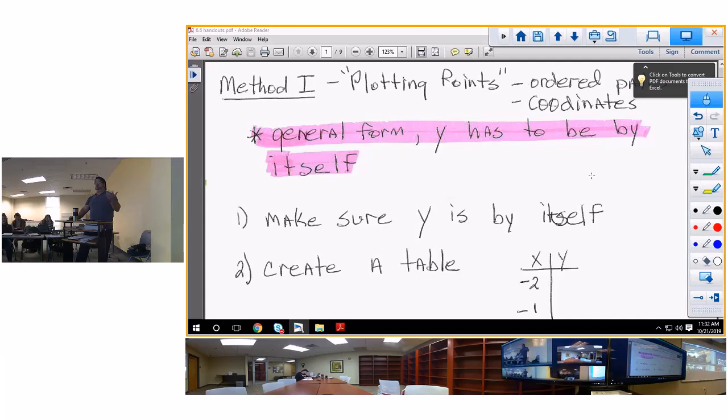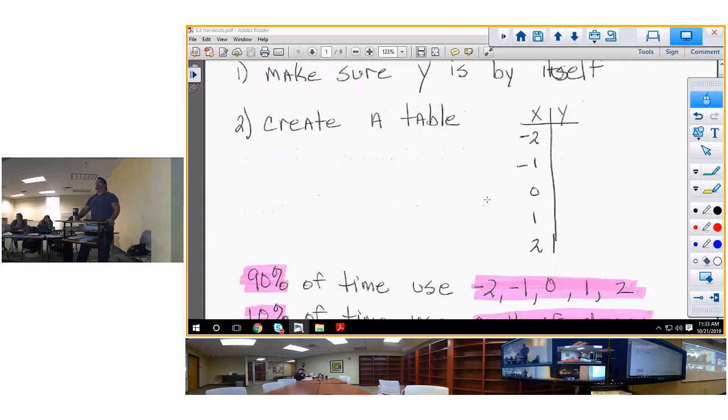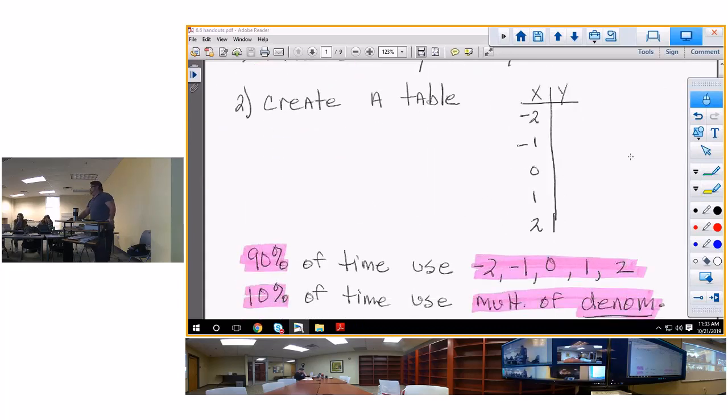So, method 1. Why do I highlight that? Because Y has to be by itself in order to use method 1. After you have made sure that Y is by itself, you create a table. 90% of the time, I'm going to use those 5 numbers. 10% of the time, I'm going to use multiples of the denominator. Why? What have I told you? Whenever you have a fraction, get rid of it. How can you get rid of it? By using multiples of the denominator.